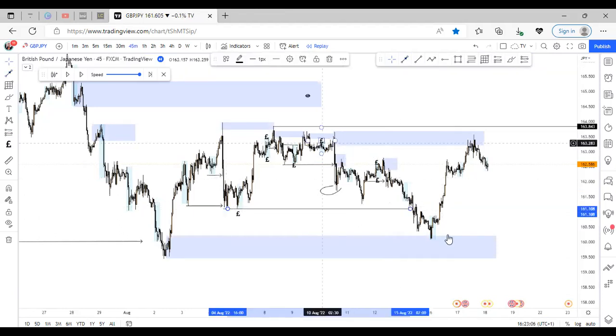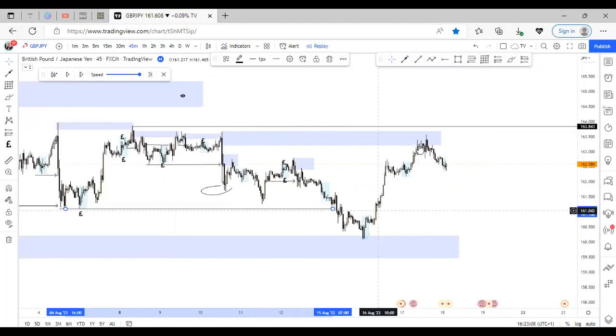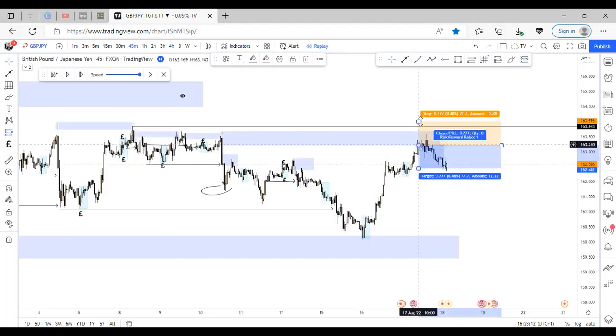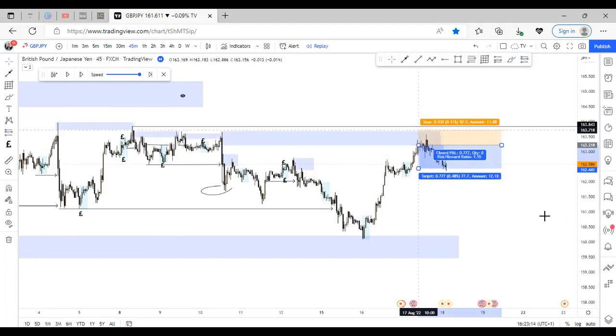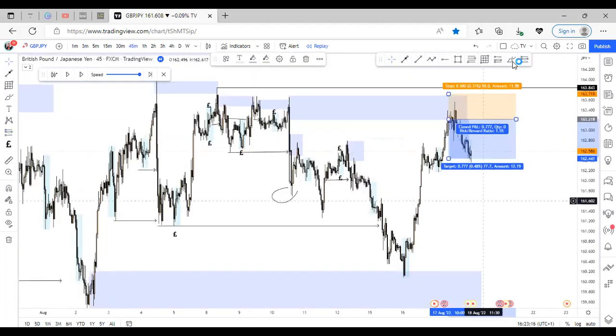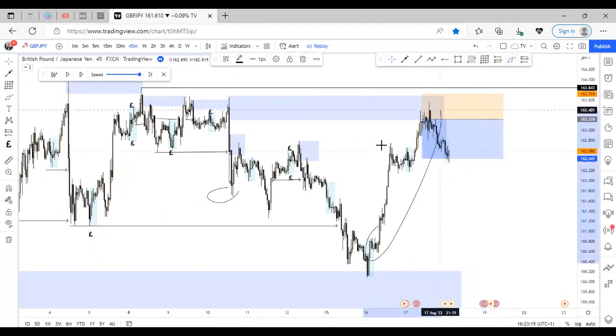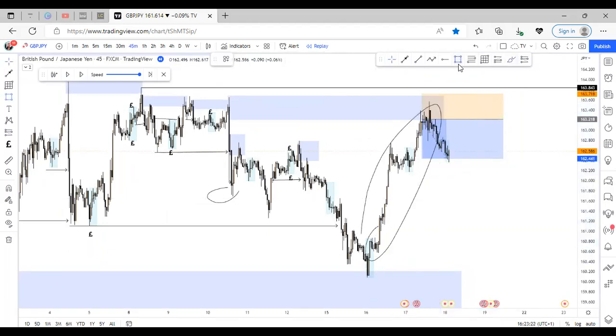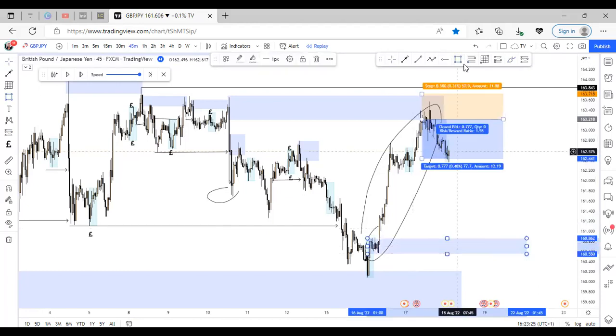Okay, it has taken out structure to the downside. Price has now returned back into it. So you can either take an aggressive sell entry from this zone, because now when price pushed all the way from right here to this zone, the market left inefficiencies in the market. We have this imbalance and demand zone that was left unmitigated.